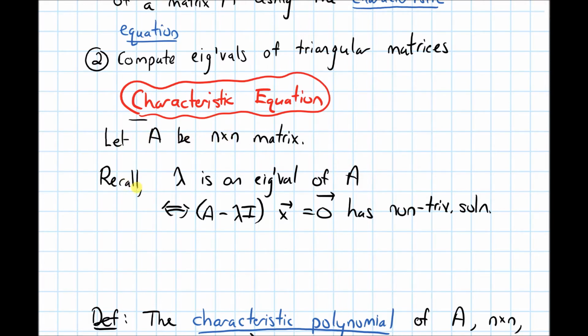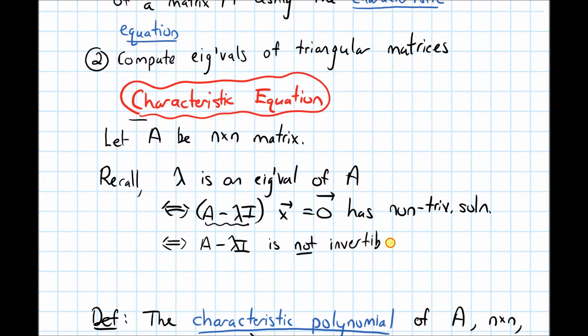So I want to recall from the last section that lambda is an eigenvalue of our matrix A if and only if the equation (A minus lambda I) times the vector x equals 0 has a non-trivial solution. So we saw this in the last section. Okay, so I'm going to state what this is equivalent to. So another way I can think about this: if this homogeneous equation has a non-trivial solution, that means our matrix in front, A minus lambda I, is not invertible.